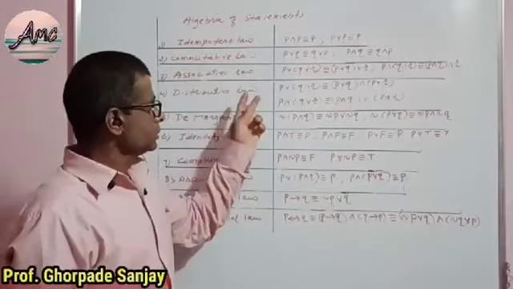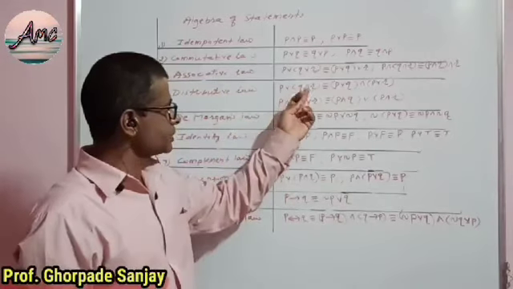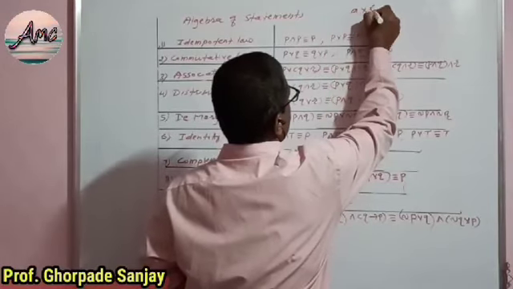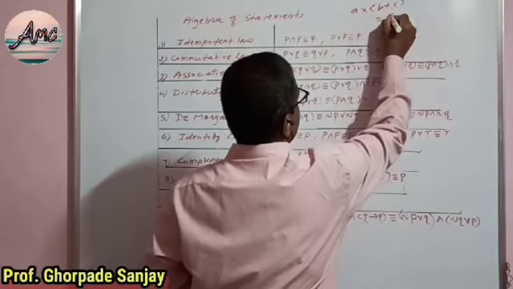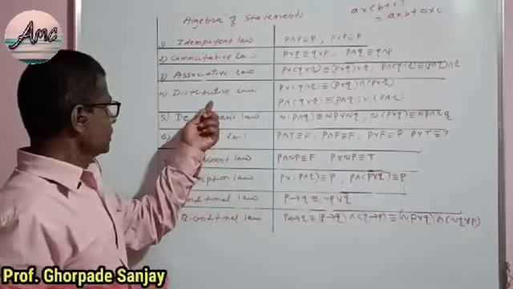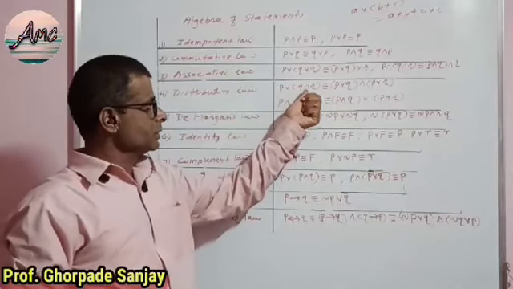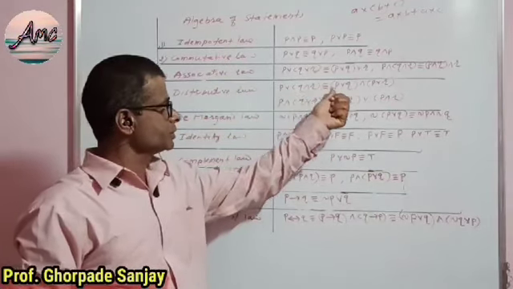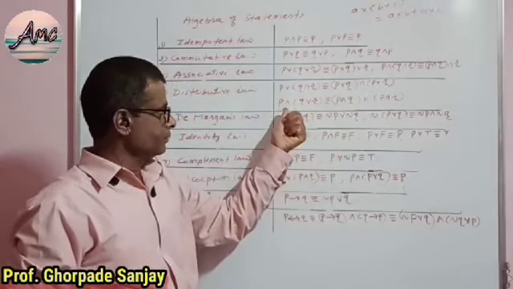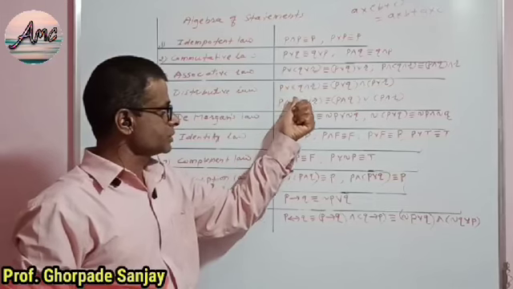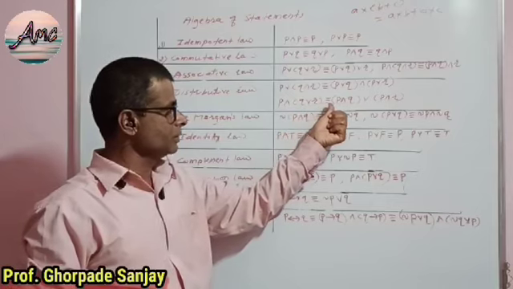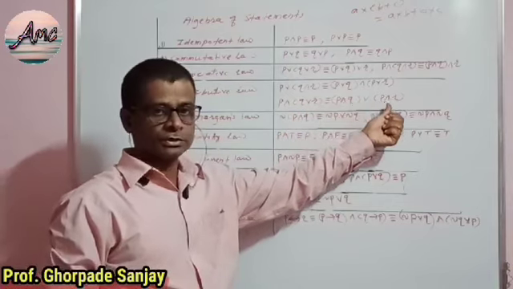Distributive law, which is nothing but the combination of disjunction and conjunction. So for example, if I take A into (B plus C), it can be read as what? A into B plus A into C. The same rule you have to apply for this distributive law. So P disjunction (Q conjunction R) is logically equivalent to (P disjunction Q) conjunction (P disjunction R). Or if you reverse that, disjunction becomes conjunction and conjunction becomes disjunction. So P conjunction (Q disjunction R) is logically equivalent to (P conjunction Q) disjunction (P conjunction R).